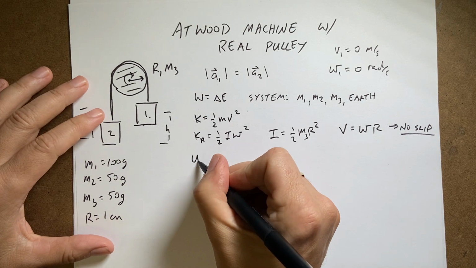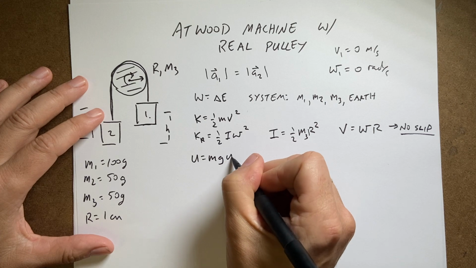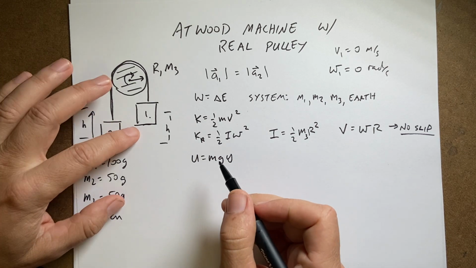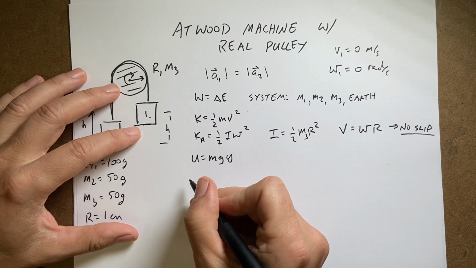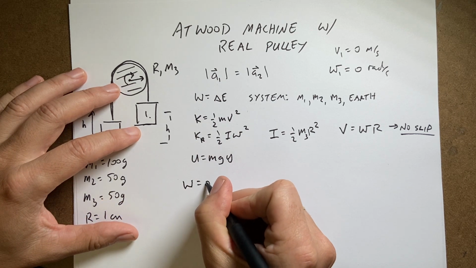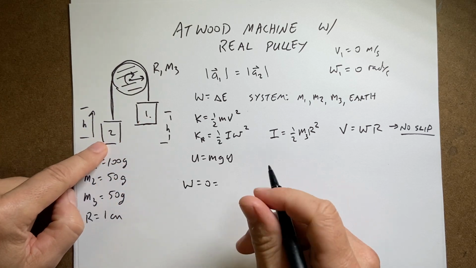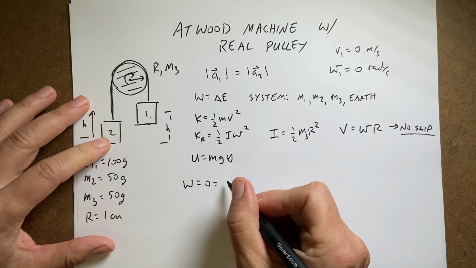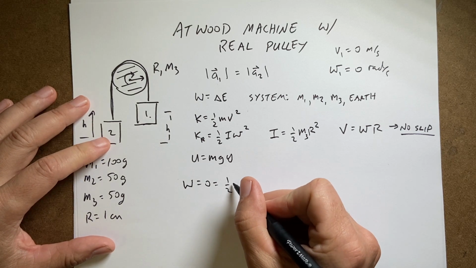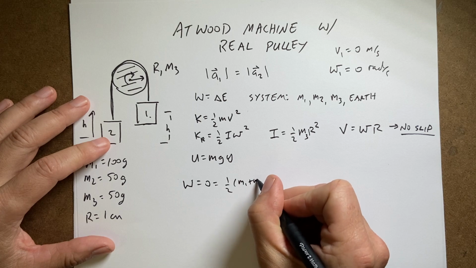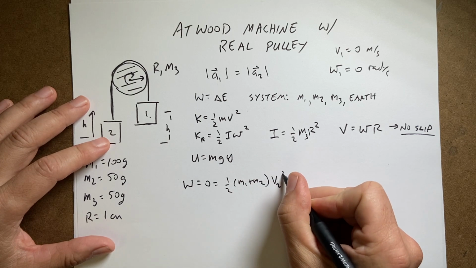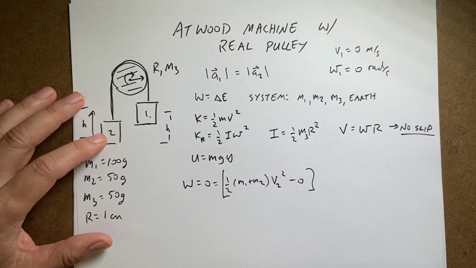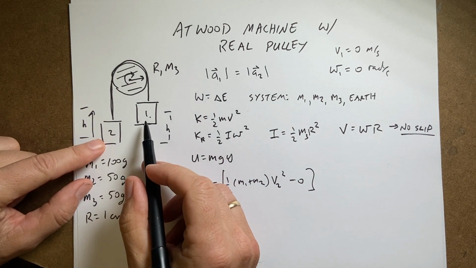Finally, I have the gravitational potential energy, mgy. So I need to pick where the y value is. It doesn't really matter. And let's put our work energy equation. So work equals 0. And that's going to be the change in kinetic energy. These two have the same velocity. So the final 1/2 m1 plus m2 v2 squared minus the initial kinetic energy of 0. So that's my change in kinetic energy for the two masses right here.